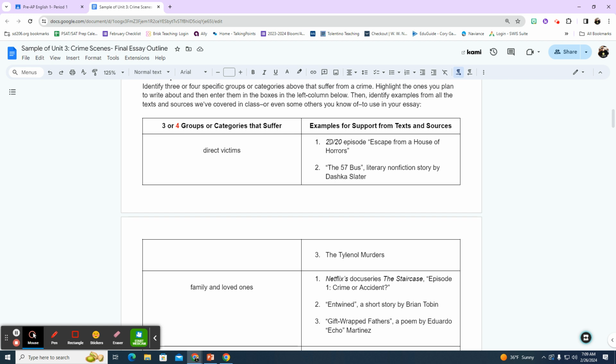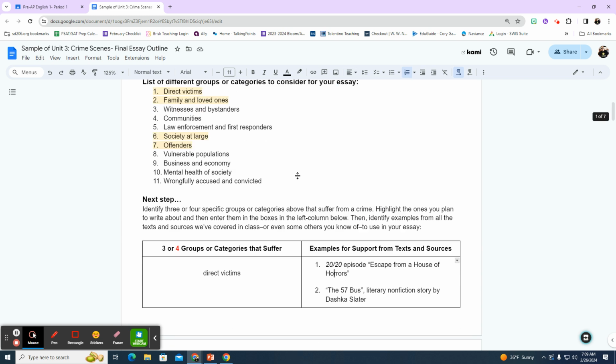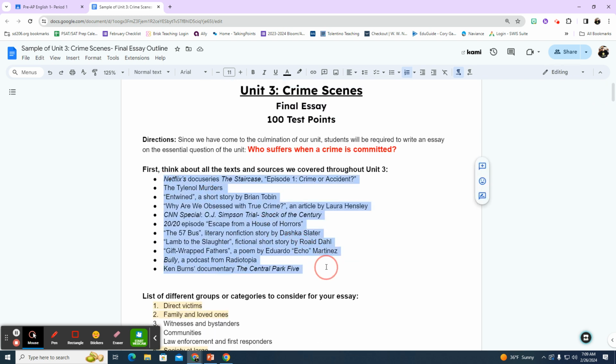What you then need to do is go back through all the texts and sources that we covered, or possibly some of your own that you know of off the top of your head, other true crime events that occurred that maybe we didn't address in this class. And you want to write down at least two, if not three, in each of these categories for each one. So if you look, I have them all listed back up here to help you out.